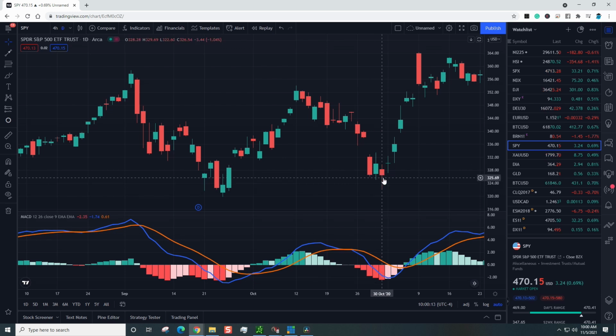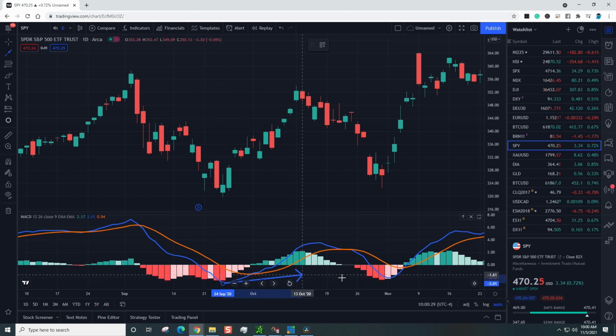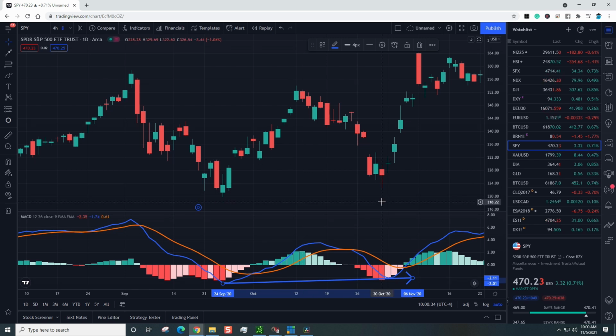Now, this low right here wasn't quite as low as down here, but we can still use a similar technique, meaning that if we look at the lows in the MACD, we can see that it is actually sloping upward. I can draw that for you real quick. We'll take the arrow, and you can see that the arrow is sloping upward as we come down.